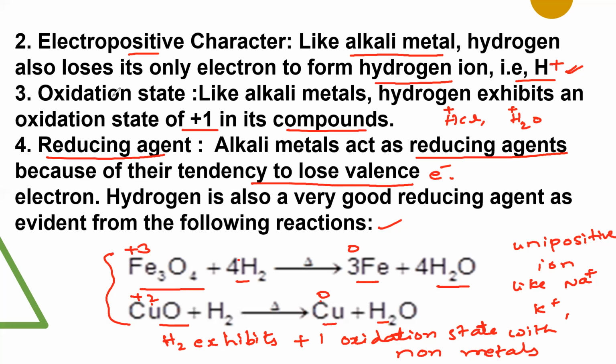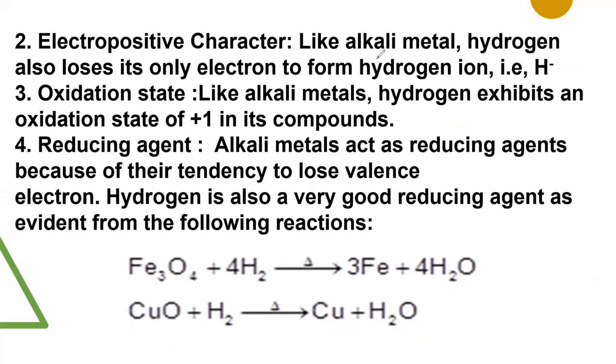So first comparison, electronic configuration. Second comparison, electropositive character. Third comparison, oxidation state. Fourth comparison, reducing character, that is reducing agent. These are the four different comparisons we have with respect to alkali metals. Next, the fifth comparison we are going to discuss.